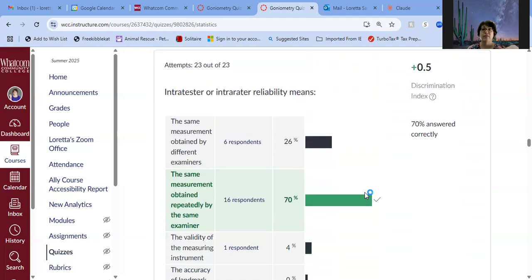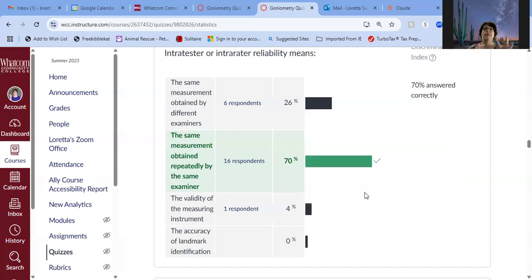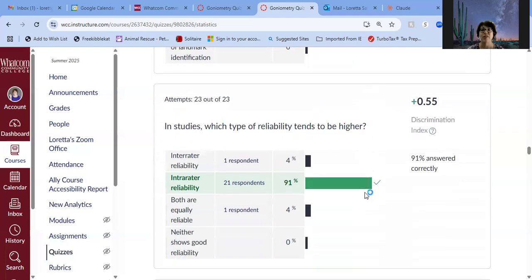Most people got that, but intra-tester or intra-rater means I measure and then I measure the next day, and how accurate are the measurements repeatedly between the same examiner. So different examiners, that's inter-rater or inter-tester. And the validity is the accuracy. The accuracy of landmark identification is going to affect validity, and it will affect intra- and inter-rater reliability. But that's the answer to that question.